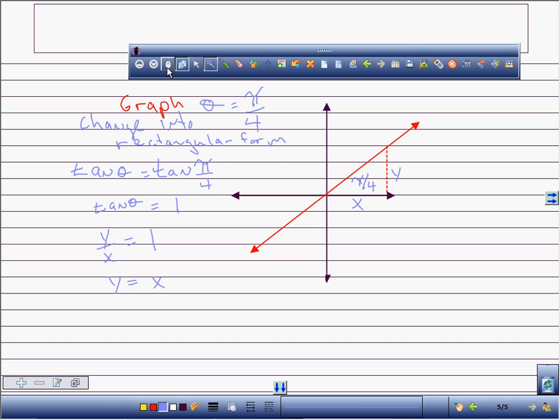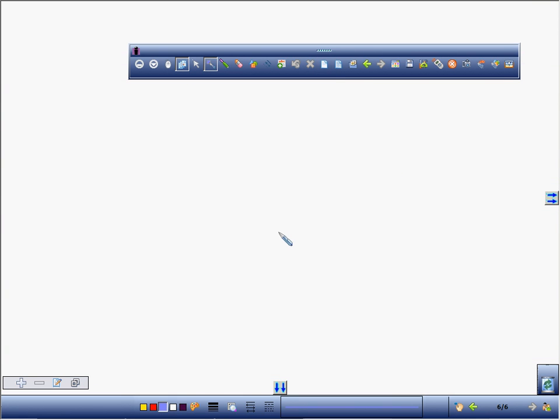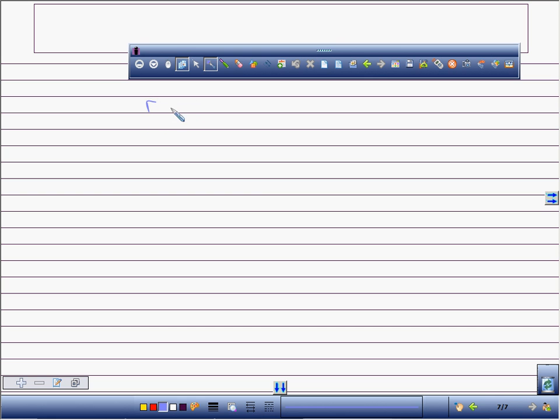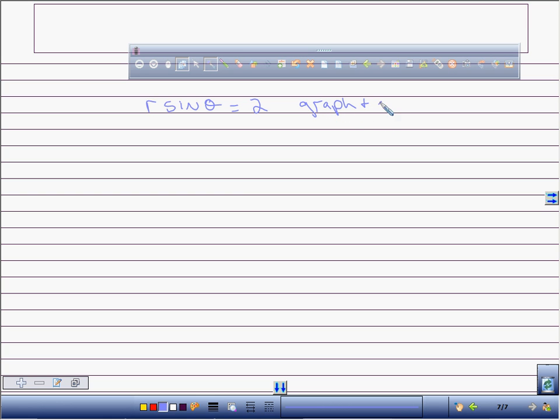Alright, so the next type of thing that you're going to see, this one's easy: r sine theta equals 2. Graph and convert to rectangular form. I think the easiest thing is just to convert this to rectangular form. What's r sine theta equal to? y, right? So you just get y equals 2.